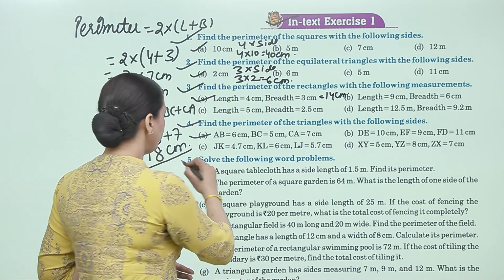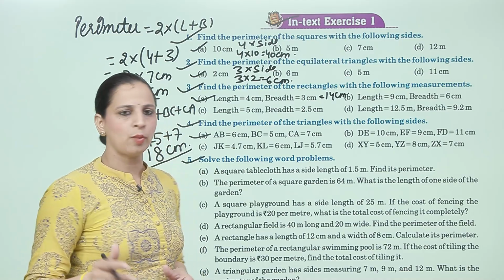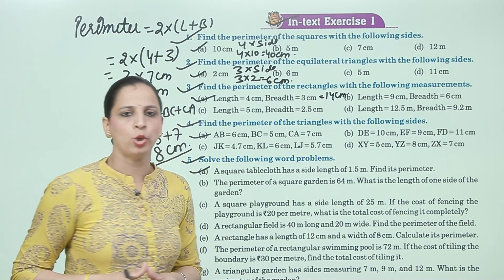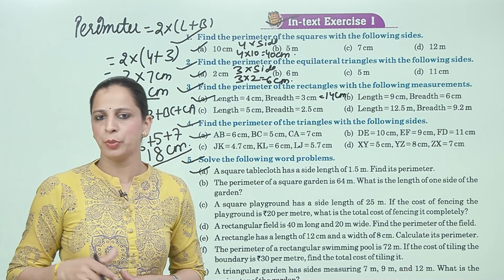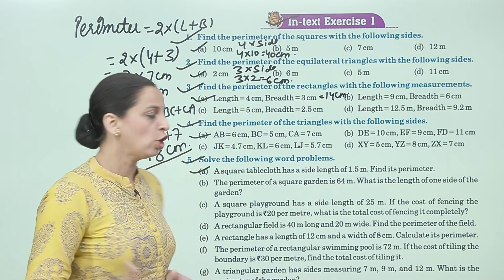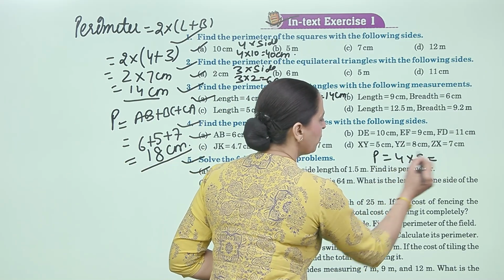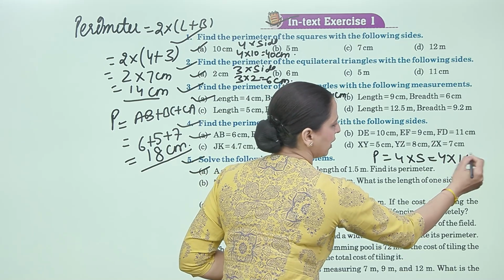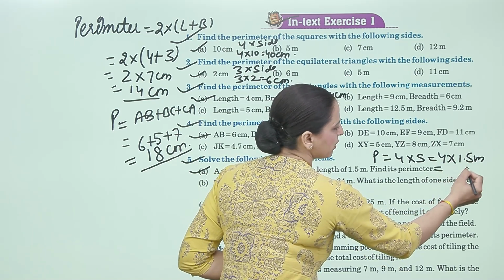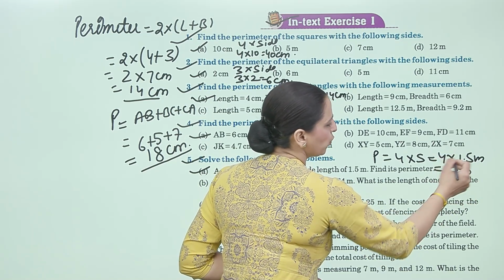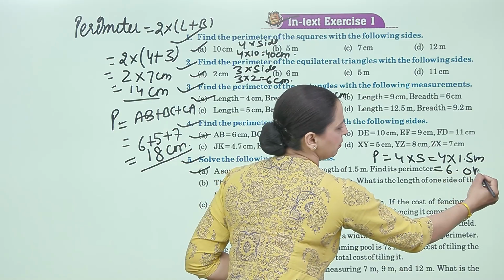Now next, question number 5, solve the following word problem. A part, a square tablecloth has a side length of 1.5 meter. Find its perimeter. So perimeter is 4 multiplied by side, that is equals to 4 into 1.5 meter, that is 4 5s are 20, 0 carry 2, 4 1s are 4 plus 2 is 6 meter.